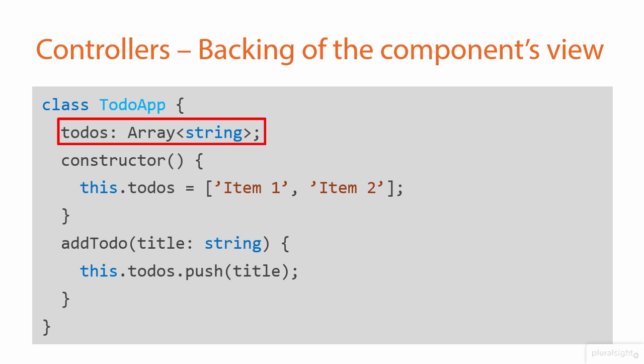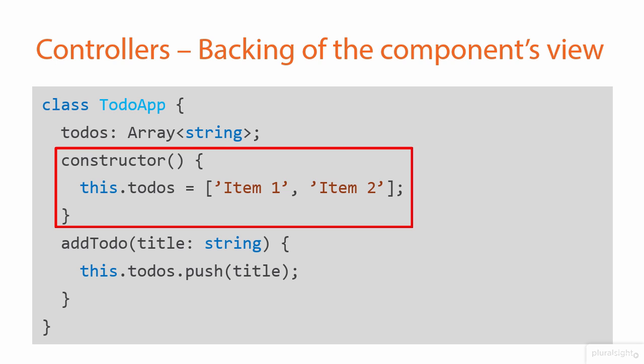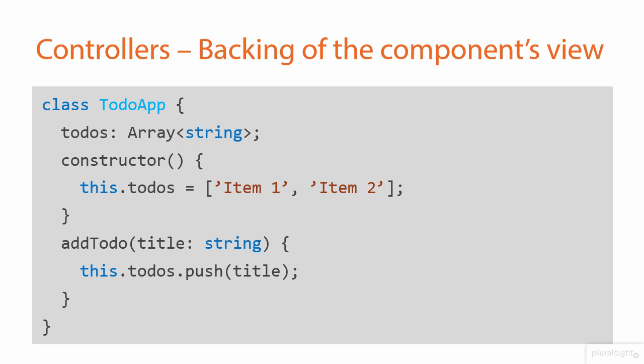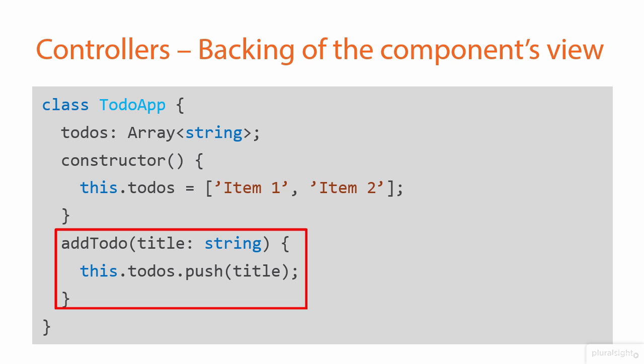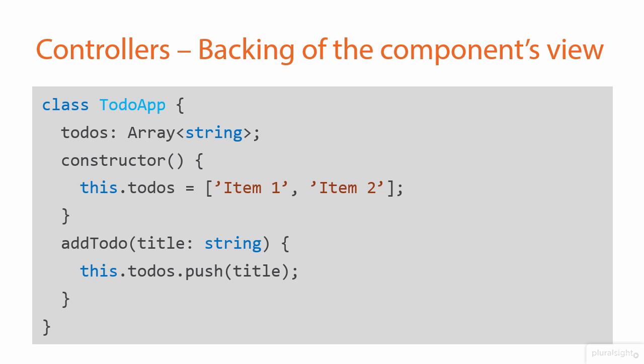In this case, I'm creating a to-dos array, which is an array of string, which is a type for TypeScript. And then inside the constructor, we just initialize it with two initial string elements. And then we have a function that allows us to push onto the to-dos array. So this is the backing of the component's view.